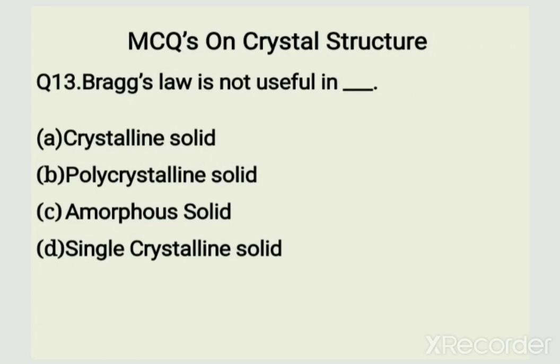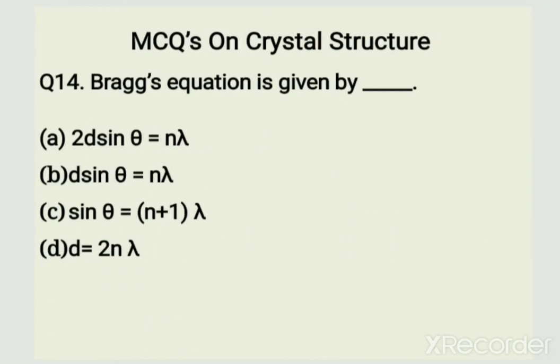Next question is Bragg's law is not useful in. We studied the Bragg's law in crystalline solid, and this law is not useful in amorphous solid because in amorphous solid there is no proper arrangement of atoms. In this case, the atoms are arranged randomly. So, this Bragg's law is not useful in amorphous solid.